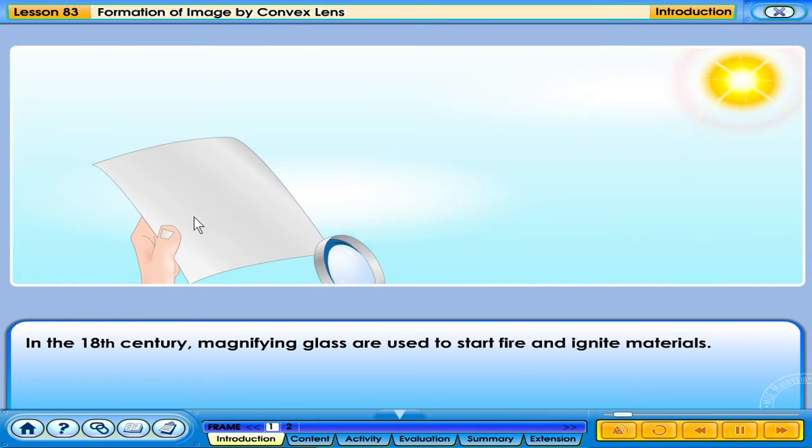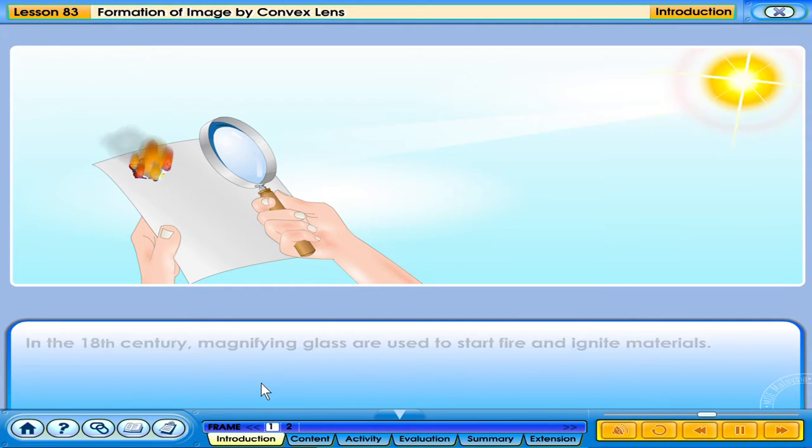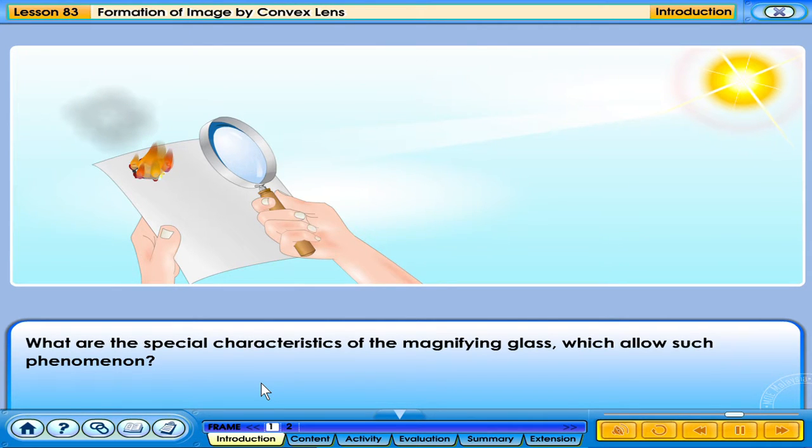In the 18th century, magnifying glasses were used to start fires and ignite materials. What are the special characteristics of a magnifying glass which allow such a phenomenon?